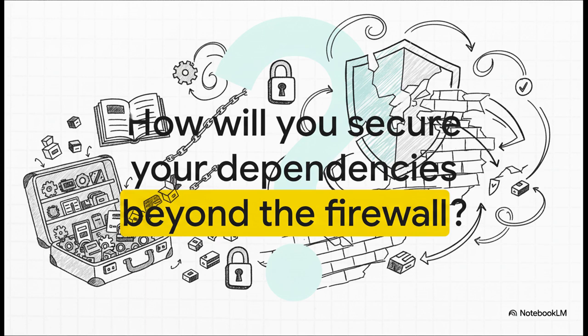And that really leaves us with one final, bigger question to think about. Whether you choose the suitcase or the library, this whole problem forces us to look beyond just our own code. As software supply chains get more and more complex and dangerous, just having a firewall isn't enough anymore. The real question we all have to answer is, what's your strategy for securing the code you depend on?